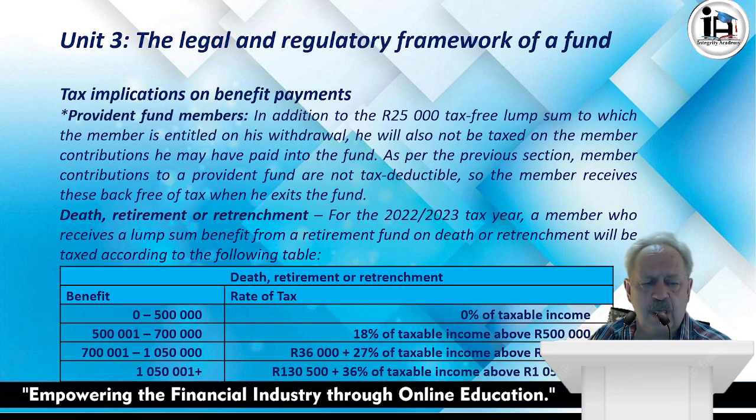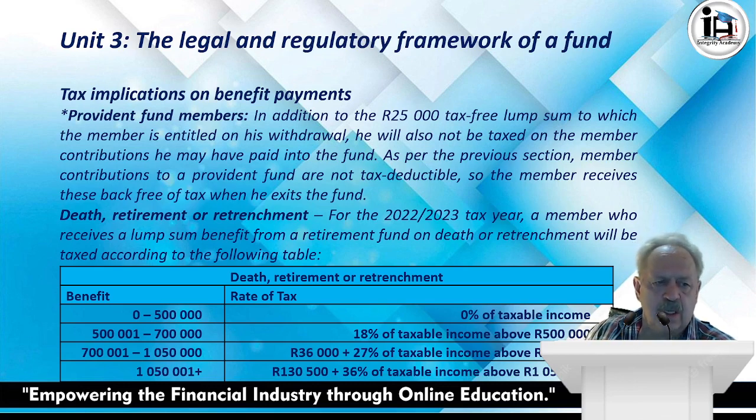In the case where you are now retiring from the fund, then the calculation will work differently. So Provident Fund members, in addition to the 25,000 tax-free lump sum to which the member is entitled on his withdrawal, will also not be taxed on the member contributions he has paid into the fund. As per the previous section, member contributions to a Provident Fund are not tax deductible, so the member receives these back free of tax when he exits the fund.